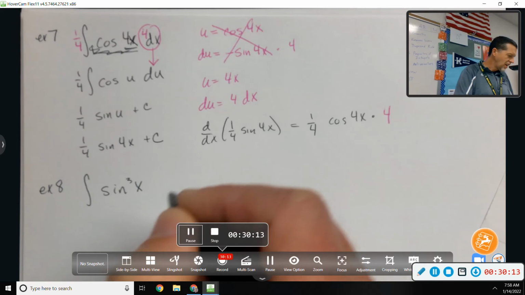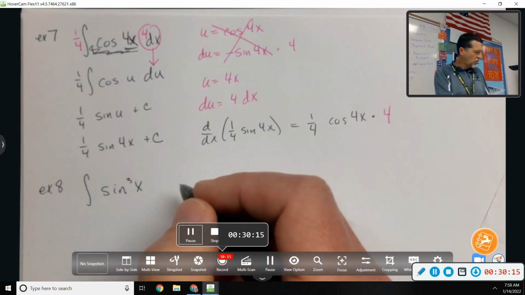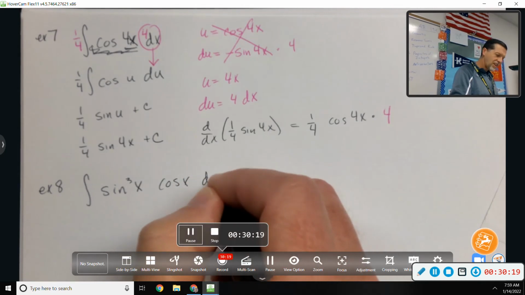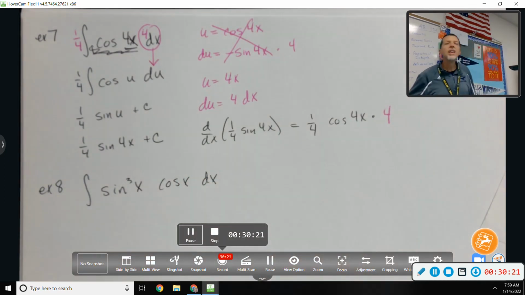Integral of sine cubed of x cosine of x dx. This is a good one to guess some wrong things on. Do you have an idea what u could be so that du shows up? I'm glad you said that.